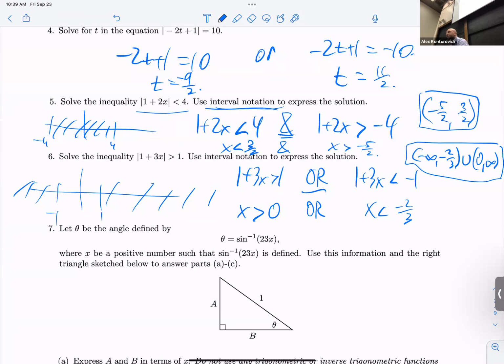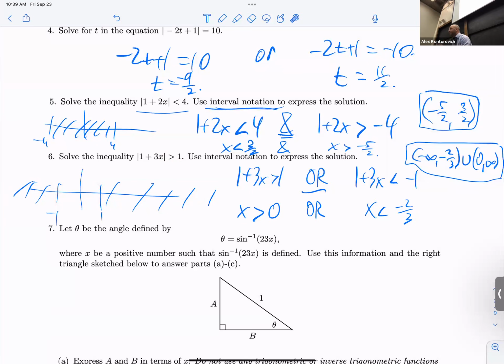Good? Question? Yeah. Alan. Yes. If the absolute value is greater than 1, what does that mean? That means I'm farther away from 0 than 1 is. So there's two possible ways that can happen. I can be greater than 1, or I can be less than -1. That's how I'm more than 1 away from 0.